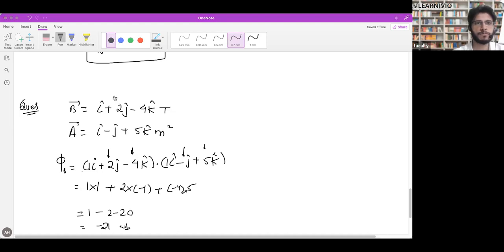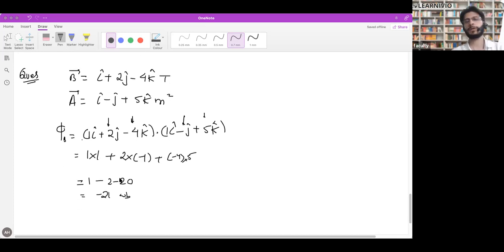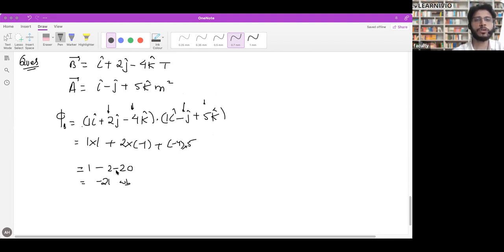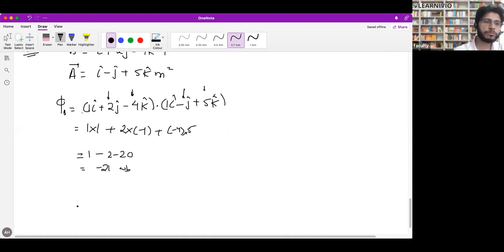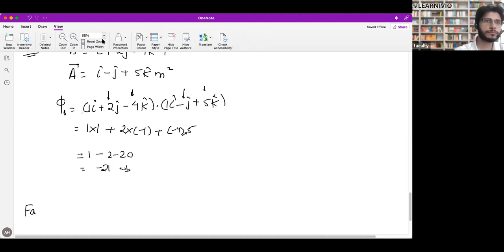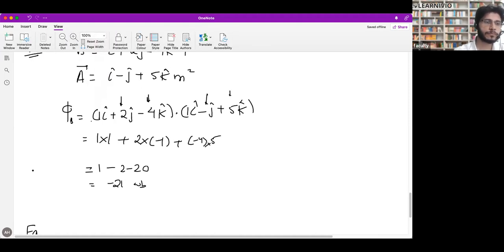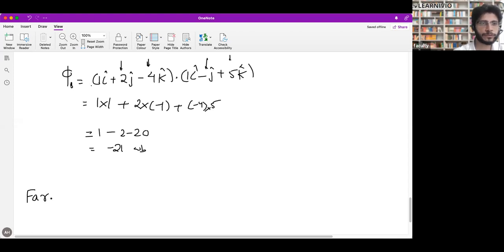Yes, sir. Sure. So that's the magnetic field, i cap plus 2j cap minus 4k cap, and i cap minus j cap plus 5k cap. So that was about magnetic flux. After magnetic flux, we will do Faraday's law of electromagnetic induction. Faraday's experiment first.